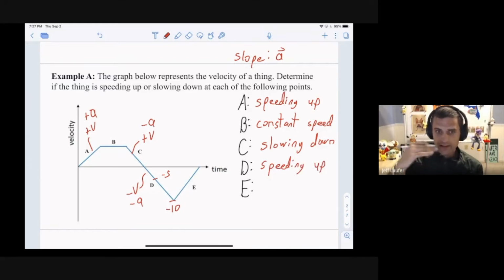And then last one, E. E is still below the horizontal axis. So the velocity is negative, but now it's sloping upwards. It's going from, again, just for example of a number, -10 to 0. So the velocity on this part is increasing. It's going from a negative number approaching 0, but its absolute value, which is speed, is decreasing. So it's slowing down here.